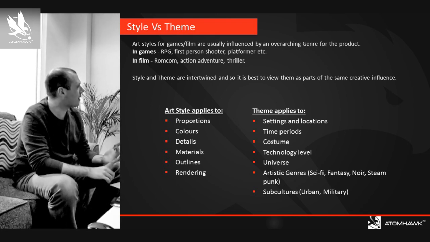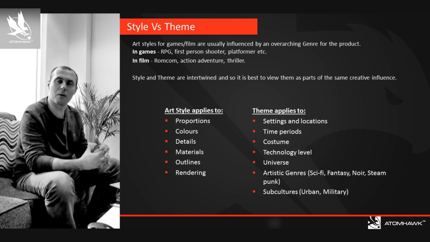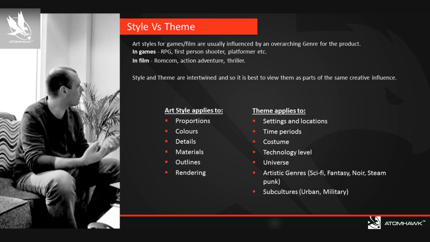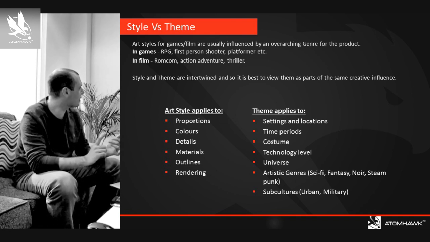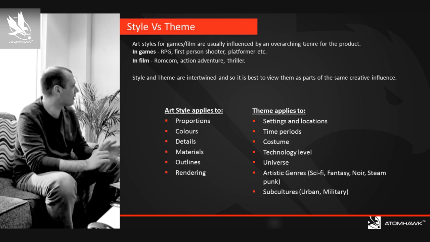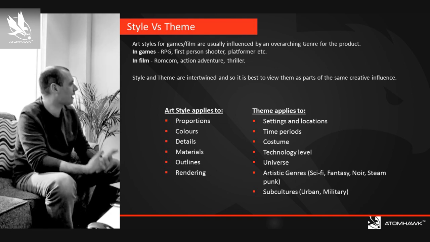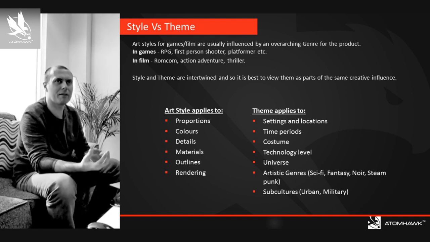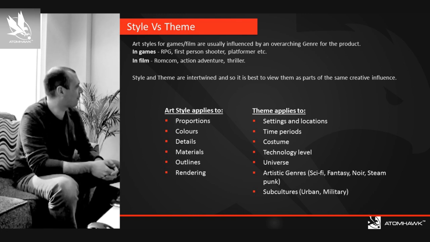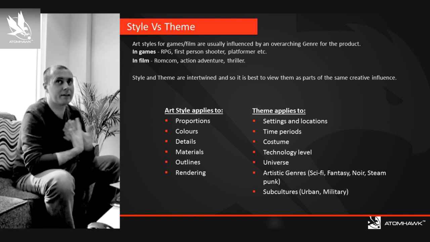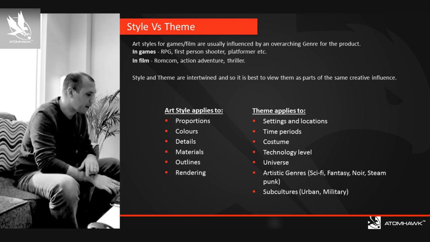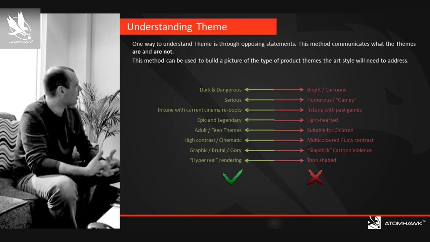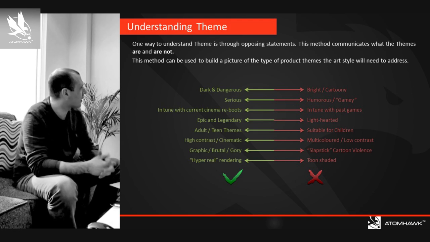But style and theme are quite heavily intertwined, and it can be quite hard to pick the two apart. So style is the proportions you use, the colors, the details, the materials, the outlines, and theme is the setting, the time period. Is it sci-fi? Is it historical? Looking at costume, what are the themes within the costumes, technology levels. And once you start to understand your theme and your style, you can start to describe it.